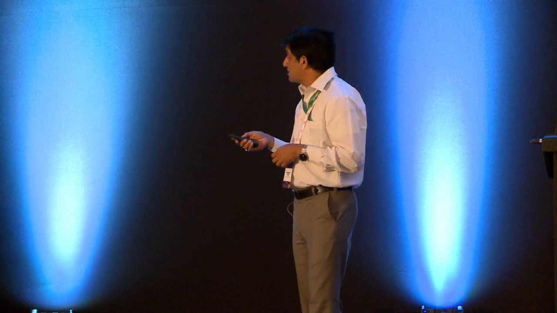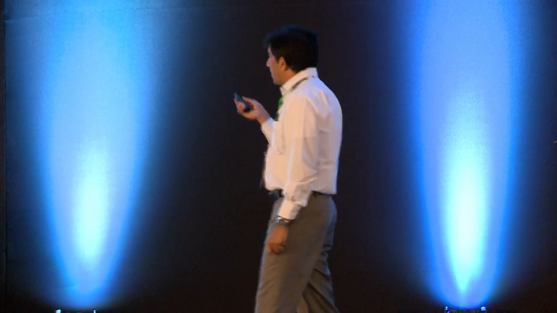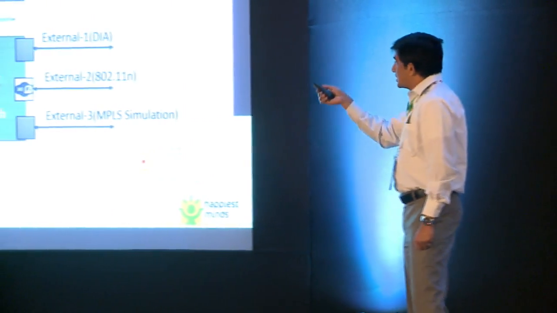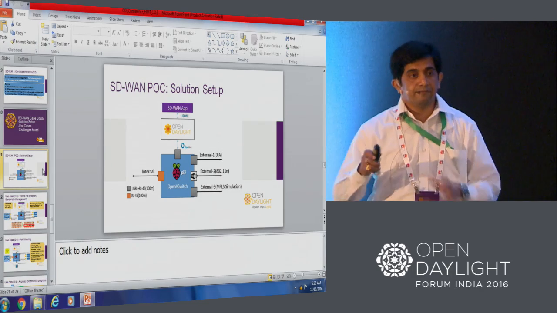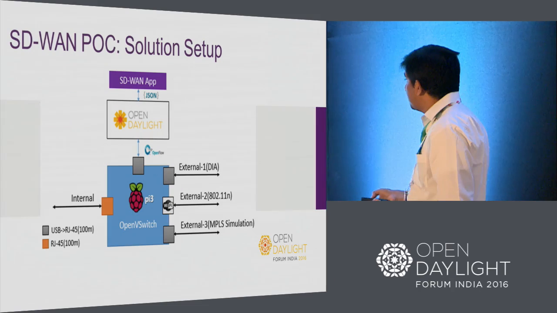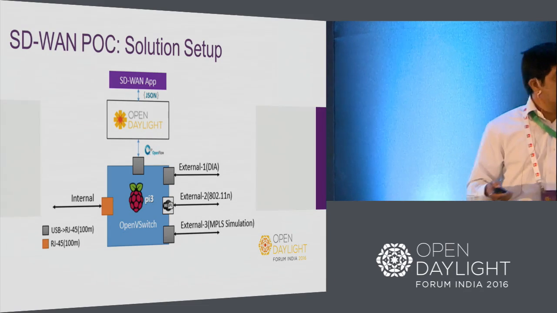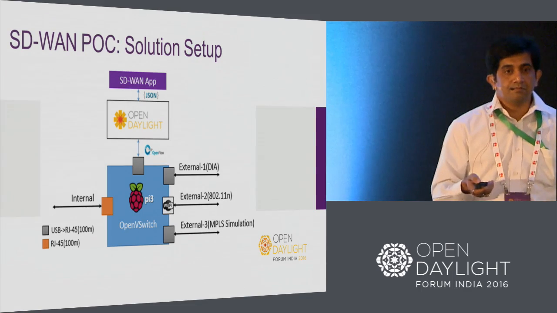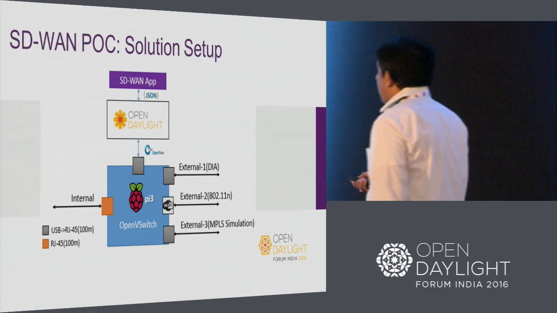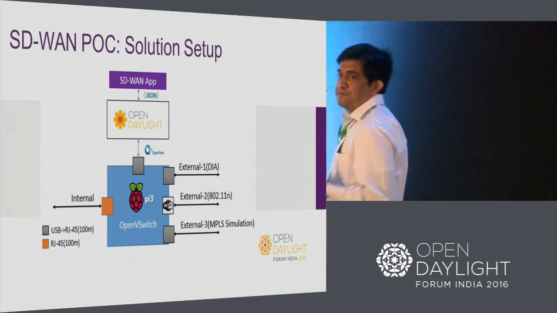So let us look at the solution setup. It's a very simple solution using Raspberry Pi devices. Let me state the components here. We have used a Raspberry Pi device, and we installed OVS here. The ports in the Raspberry Pi devices, I have mimicked. For example, one of the ports, the internal port, acts as the outgoing traffic from the intranet, let's say, or the outgoing traffic from the WAN. And these are the external interfaces available to me.